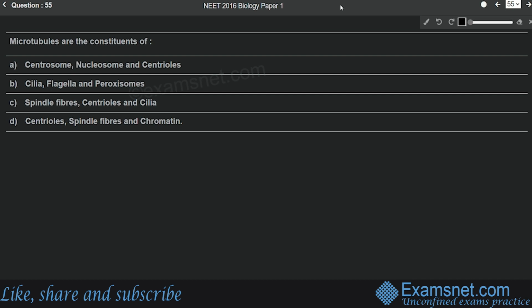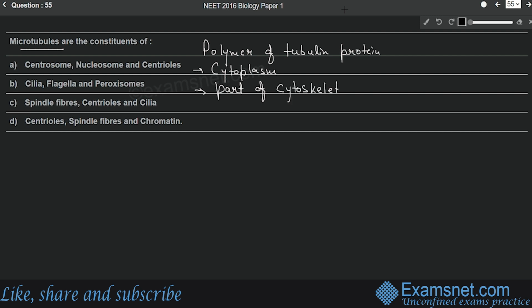Question number 55 is from the chapter Cell, and the question is, microtubules are the constituents of. So what are microtubules? These are the polymers of tubulin protein, right? These are found in the cytoplasm of the cell. And which kind of cell? Eukaryotic cell. Okay. These are actually part of cytoskeleton of the eukaryotic cell.